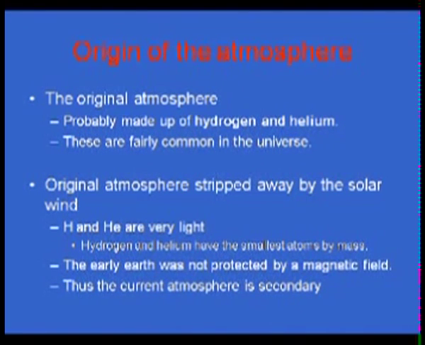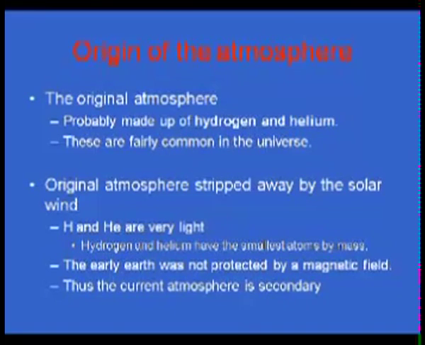Okay, and the original atmosphere slowly got stripped of the hydrogen and helium because of the solar winds, and it became very void of hydrogen and helium with time, of course. Okay, and then you see that, well, that's what it says, the hydrogen and helium have the smallest atoms by mass, we all know that, and then it was very easy to drive them out.